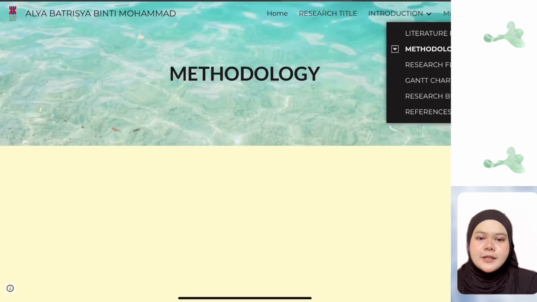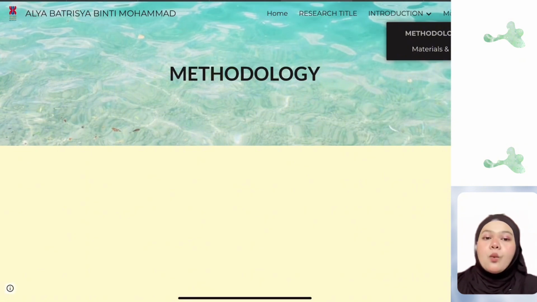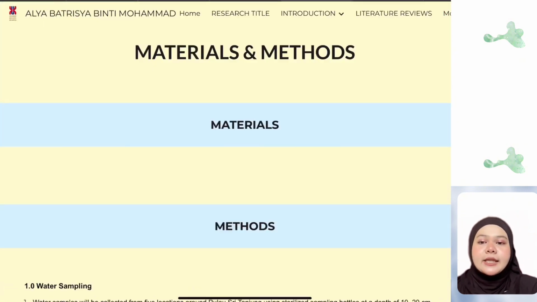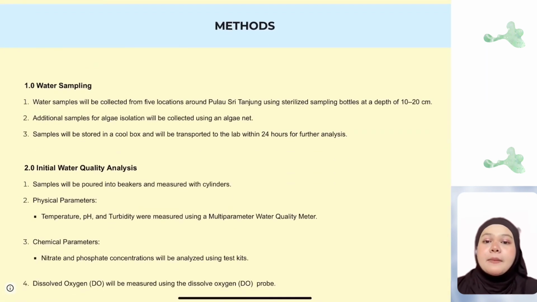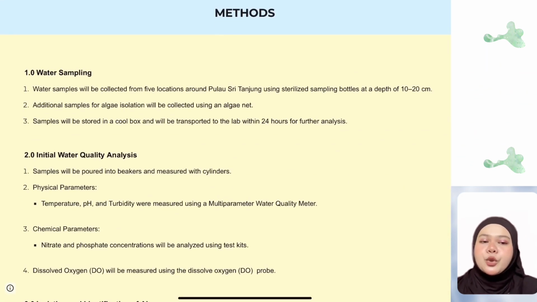For the methodology, first, water sampling. Water samples will be collected from 5 locations around Pulau Tanjung using sterilized sampling bottles at a depth of 10 to 20 cm. Additional samples for algae isolation will be collected using an algae net. Then, samples will be stored in a cool box and transported to the lab within 24 hours for further analysis.